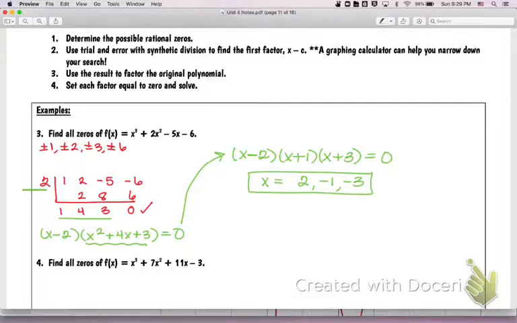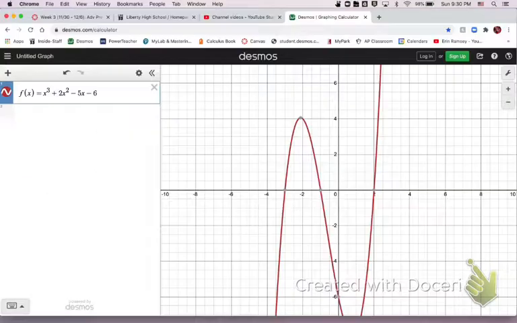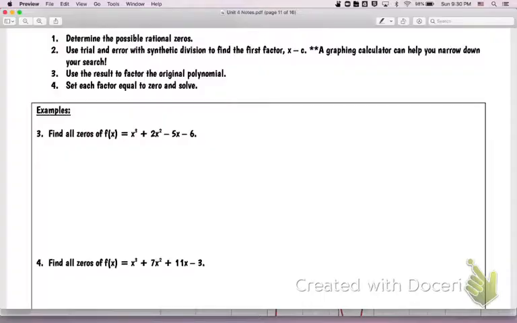+2, -1, -3. Now again, if we go back to our graph, we can verify +2, -1, -3. That's what it looks like on the graph. Now we still have to do the math to verify. You can't just look at the graph and give the answers. That won't be enough. But the math did verify what we predicted based on the graph.